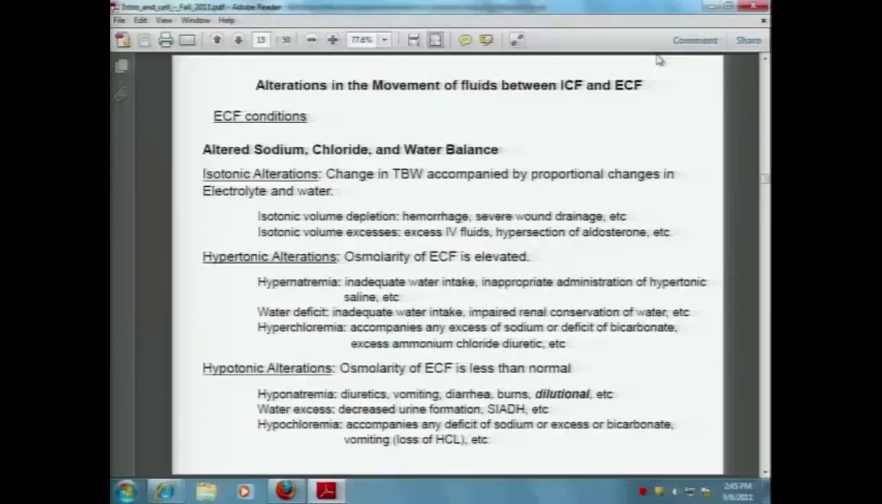Severe wound drainage can be an example of isovolumetric depletion as well. Isovolumetric excesses, so volume expansion, that's isovolumetric. Excess IV fluid administration. And what class of etiology would we call that if somebody had that? That would be an iatrogenic, exactly. Or hypersecretion of aldosterone, where hypersecretion of aldosterone causes a conservation of sodium and a proportional conservation of water. So overall osmolarity is staying the same. Okay? So we have depletions and excesses that are isovolumetric.